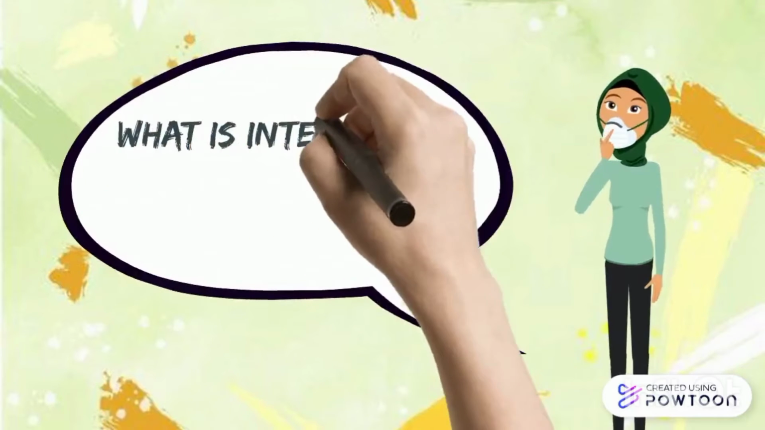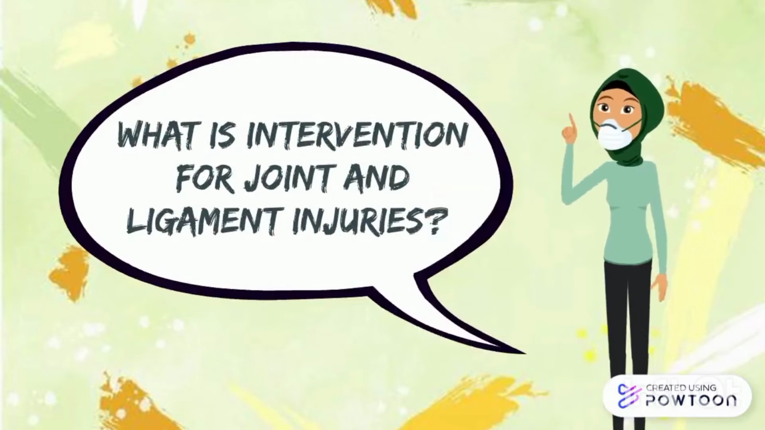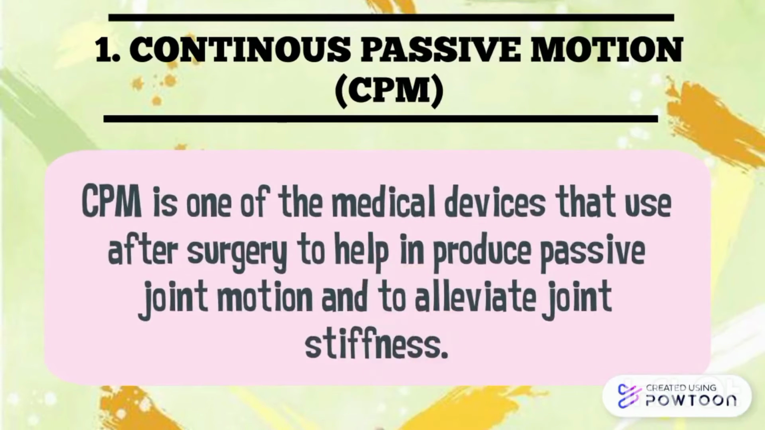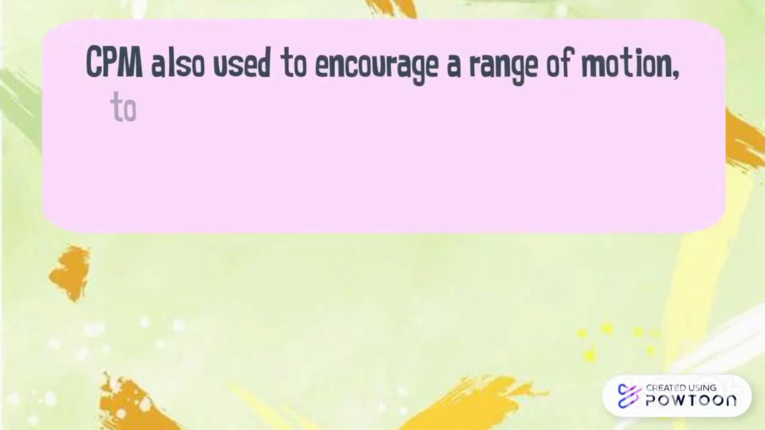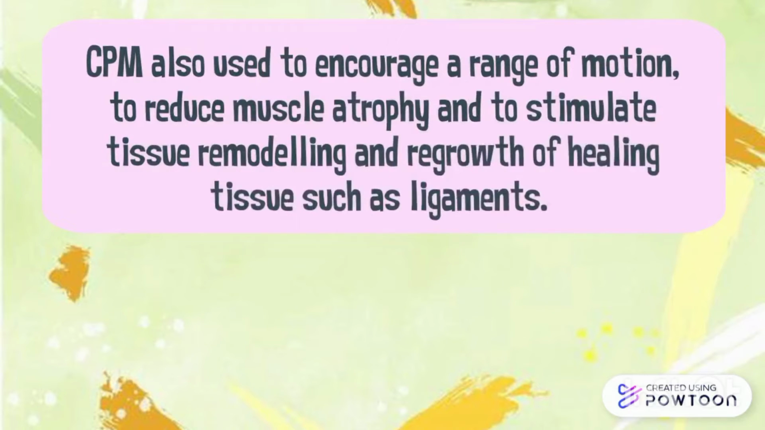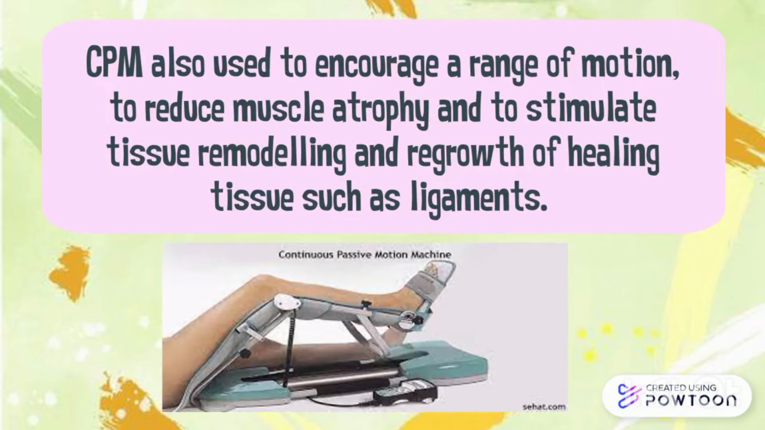What is intervention for joint and ligament injuries? First one is continuous passive motion, CPM. CPM is one of the medical devices that is used after surgery to help produce passive joint motion and to alleviate joint stiffness. CPM is also used to encourage a range of motion to reduce muscle atrophy and to stimulate tissue remodeling and regrowth of healing tissue such as ligaments.